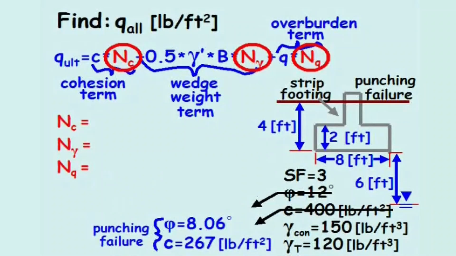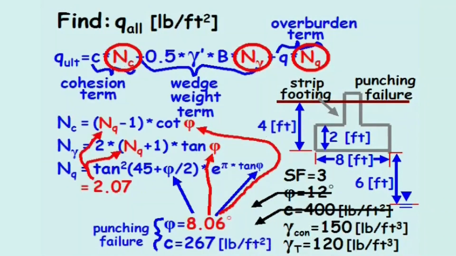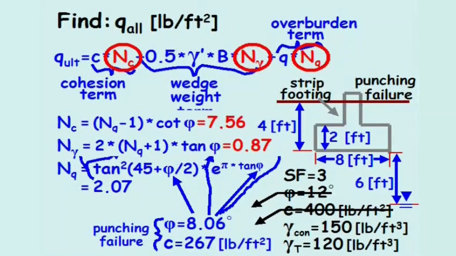With the appropriate friction angle, we can now solve for the bearing capacity factors. Solving for the overburden multiplier, 8.06 degrees is plugged into the equation, and we get N sub q equals 2.07. Next, N sub q and phi are plugged into the other 2 equations, and we calculate N sub c equals 7.56 and N sub gamma equals 0.87.